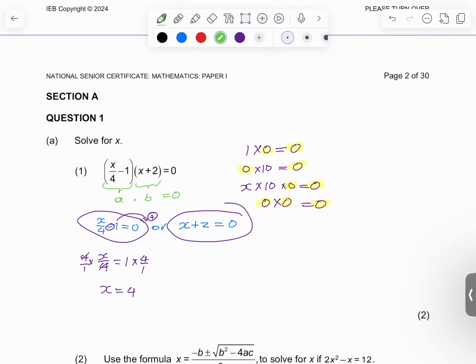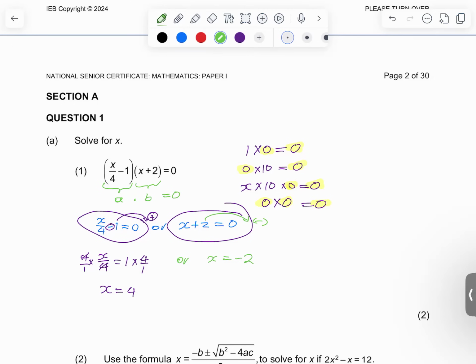Or in the second part of this equation, we have x equals, you will transpose this 2. When it crosses the equal sign, it becomes negative. We're transposing it to the right-hand side so that we can isolate x, which is the value that we are looking for. When you isolate x, it will be equal to negative 2, and these will be your solutions.